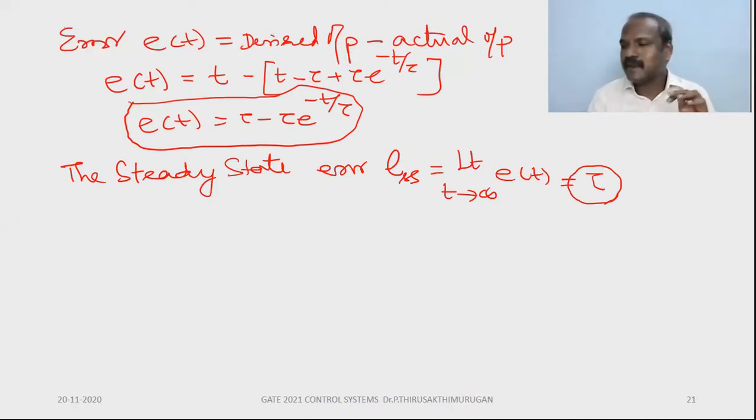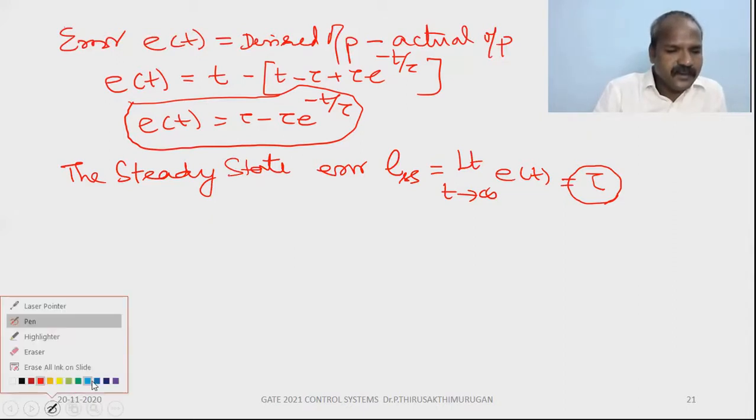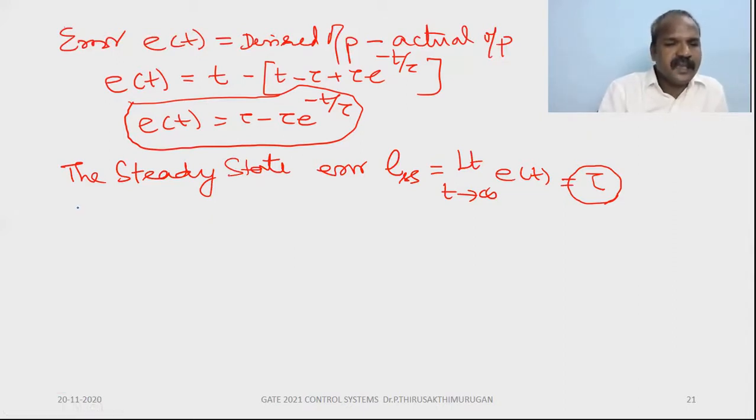So the relation between the above equation and the error response can be depicted in the picture. What is the picture? See here, this is nothing but our input and the output representation. This is C of t.